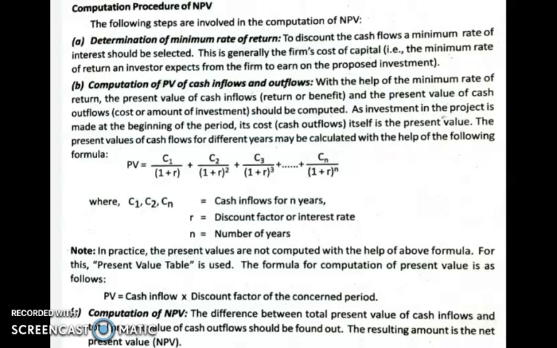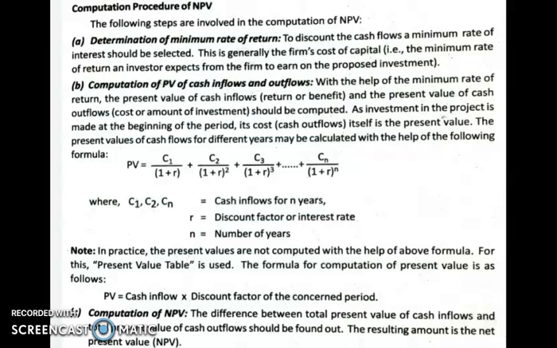Since we have to find the present value of cash inflows, we represent them by C1, C2 and Cn. So to find the PV for the first year, it is C1 divided by 1 plus R. For the second year, it is C2 divided by 1 plus R whole raised to 2. For the third year, it is C3 divided by 1 plus R whole raised to 3, and so on till Cn divided by 1 plus R whole raised to n, depending upon the life of the project. So we have to add all these PV values and then we get the total PV of the cash inflow.